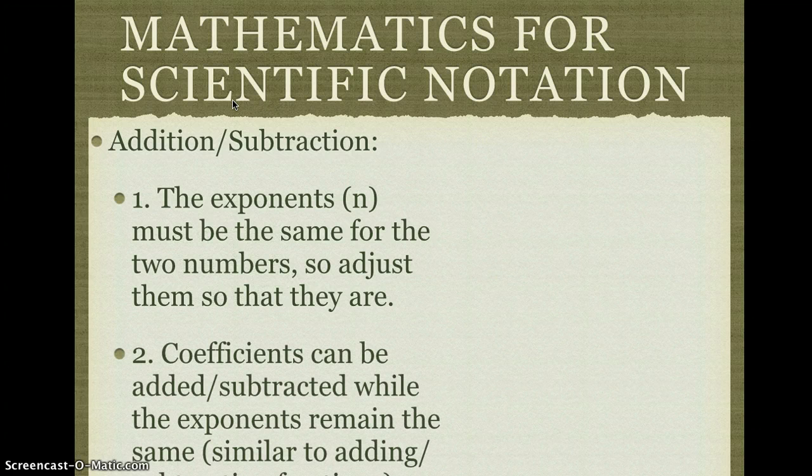There's one other step: once you get the exponents the same, all you have to do is deal with the coefficients like you would if the exponents were not there. So you simply add them or subtract them. Again, the key thing is that you have to have the exponents the same first. And this is similar to adding and subtracting fractions. Once you get the common denominator right, you simply add or subtract the numerators depending on your process.